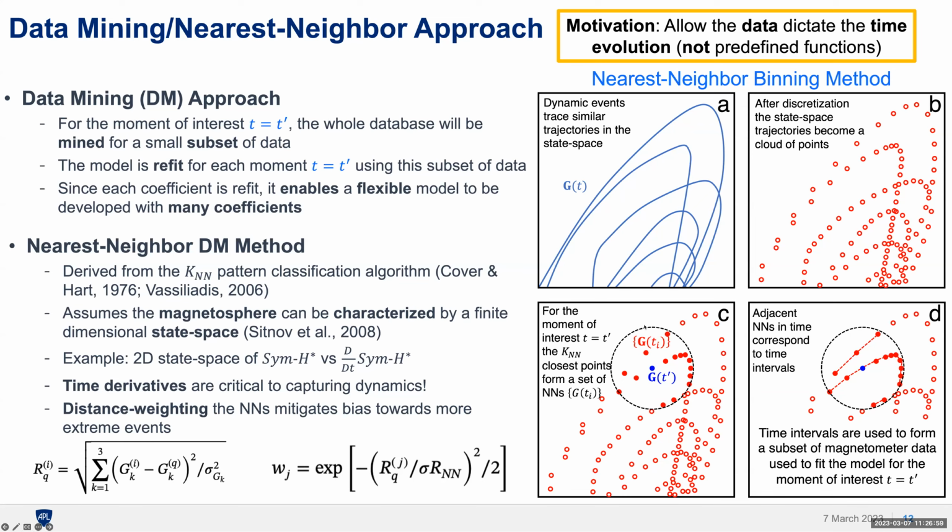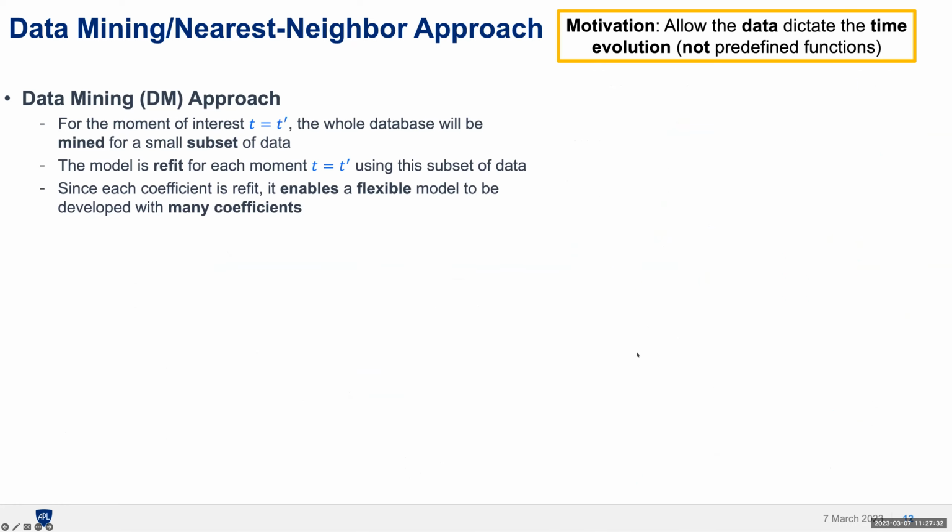So the idea is that we then tap into this historical archive of data, looking for other events that are closest to the event we're interested in reconstructing in this finite dimensional state space. So you grab all these nearest neighbors, and then you tap the archive for other observations when the magnetosphere is presumably in this similar configuration. And then that is used to fit our empirical magnetic field model.